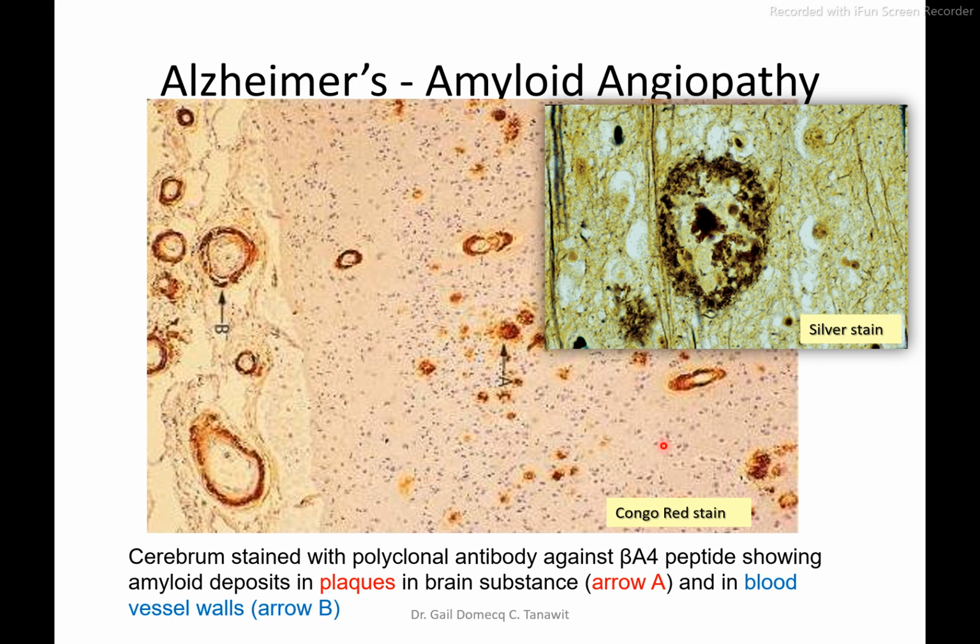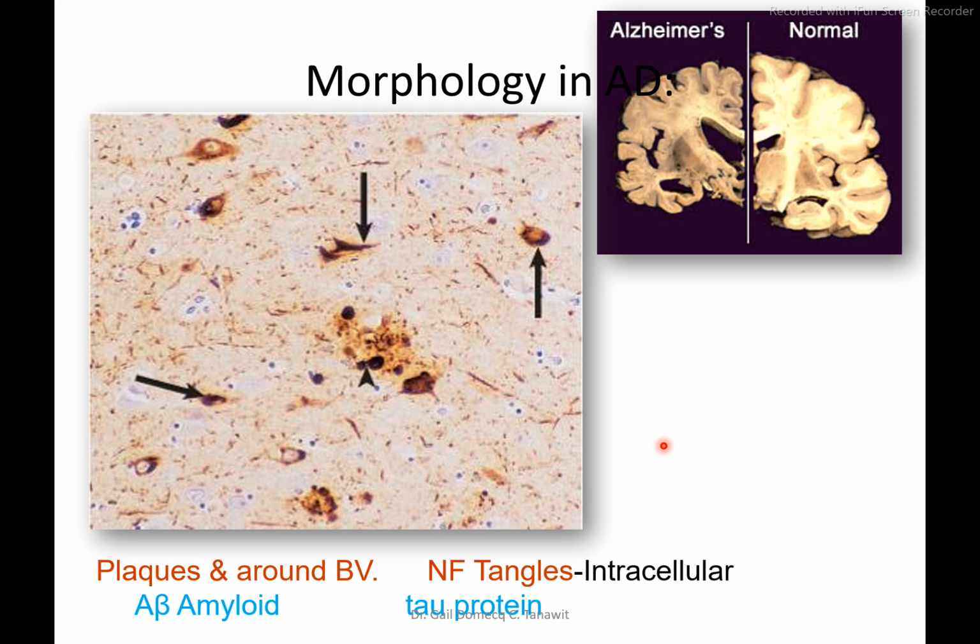Another stain that can be used to hasten the appreciation of the amyloid plaques would be a silver stain. So this is a silver stain. Take note of the amyloid core and the dystrophic neurites. So this is the morphology of Alzheimer's disease. You have plaques around the blood vessels, and neurofibrillary tangles found intracellularly.